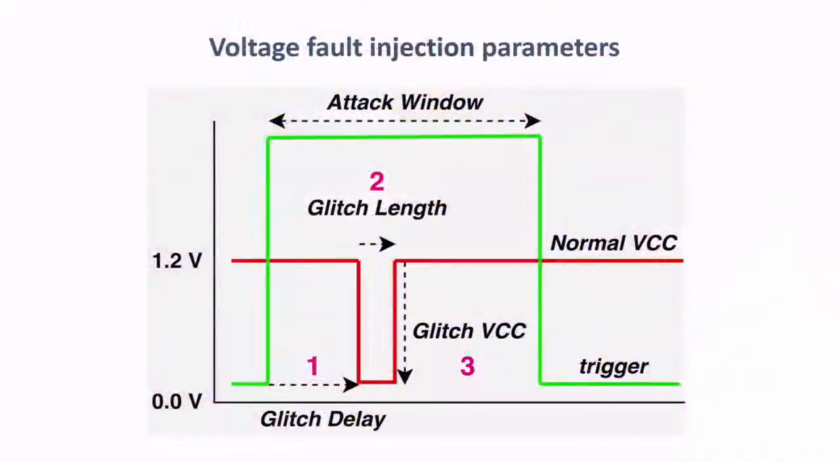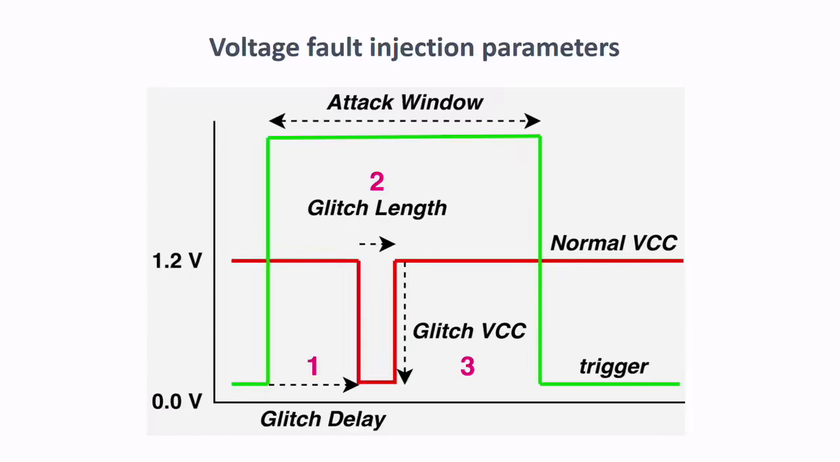So for all fault injection techniques, we need to take care of a bunch of parameters, and this will be different for the different fault injection techniques. The green line here denotes the trigger signal. It tells our glitcher, okay, get ready, and you're done. Between those two moments in time, there is the operation that we want to affect. And the red line is the actual voltage signal.